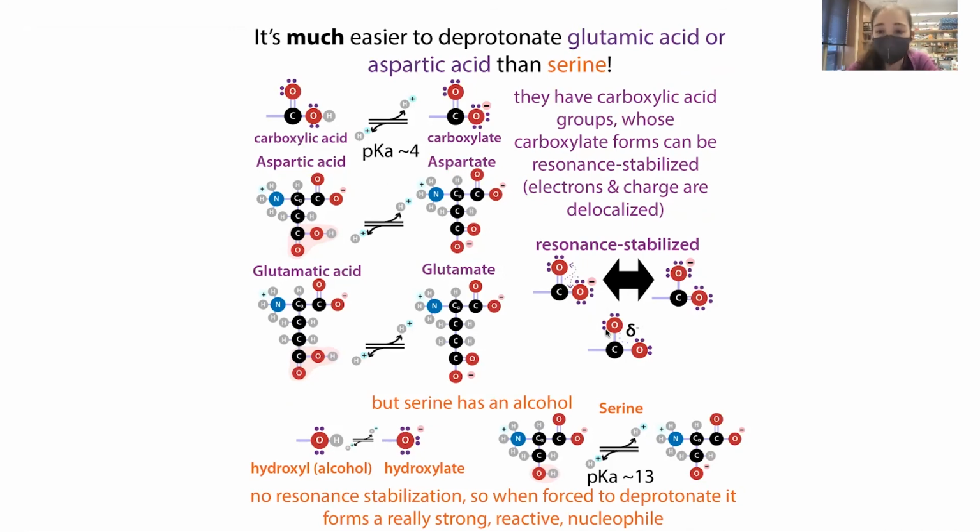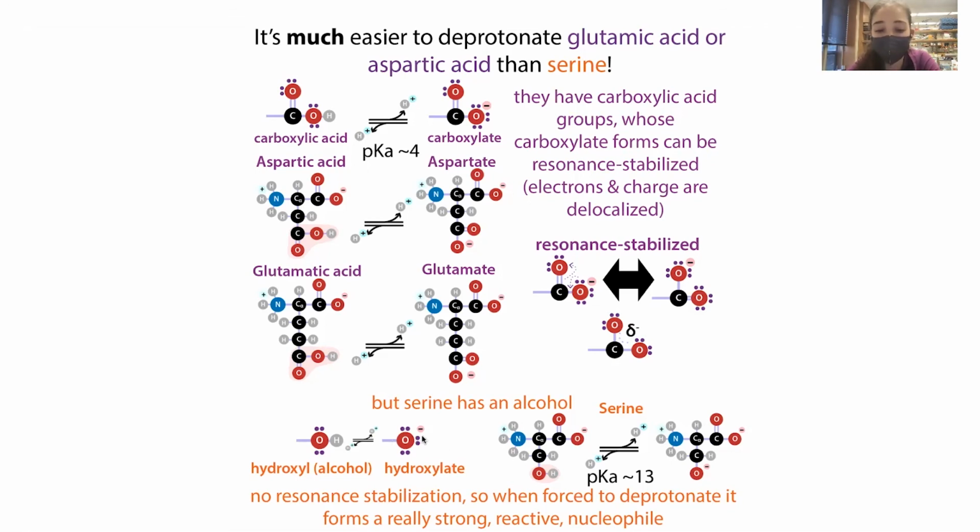And as the name stabilization suggests, it makes this really happy. And so this is very happy in this deprotonated state. It can't get this resonance stabilization in the protonated state. So it likes to be in this deprotonated state where it has this electron delocalization, this resonance stabilization. This makes it happy. And so it's going to have a low pKa. It's going to easily give up that proton.